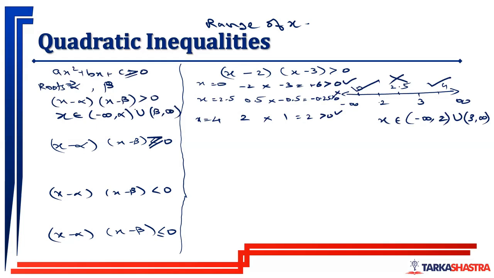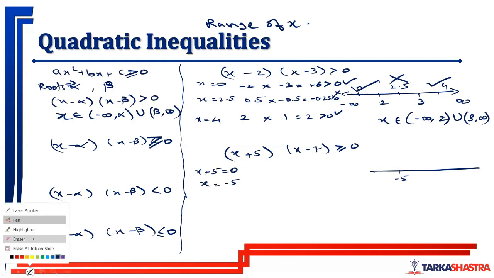What if it is greater than or equal to 0? X minus alpha, x minus beta is greater than or equal to 0. For example, x plus 5 and x minus 7 is greater than or equal to 0. Let us try to plot this. We take negative 5 over here. Why? Because x plus 5 equal to 0 gives x is equal to minus 5.